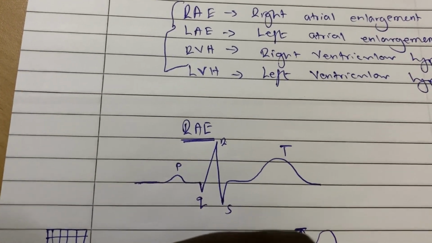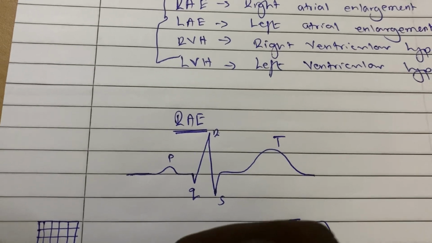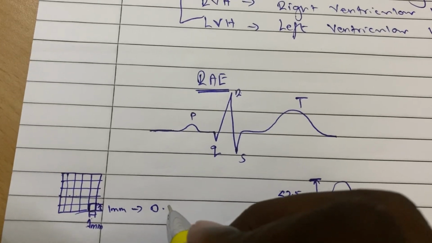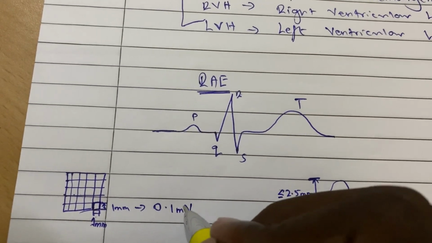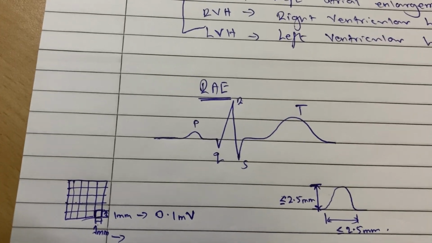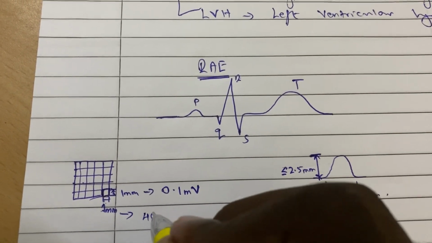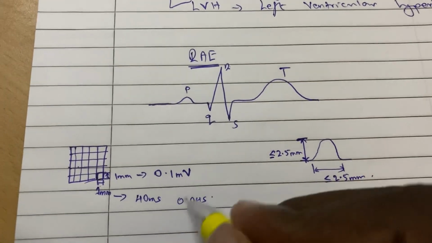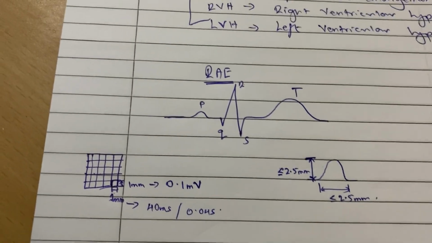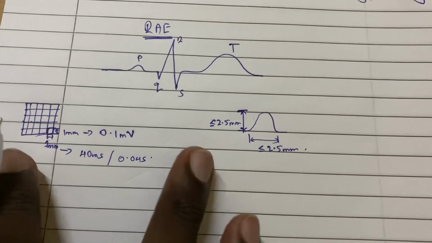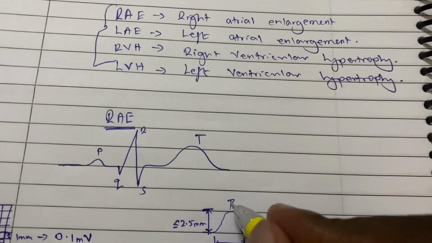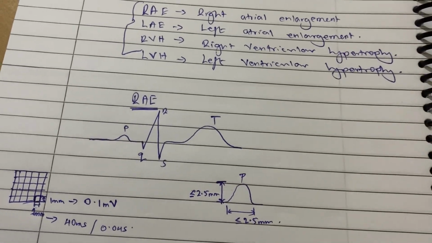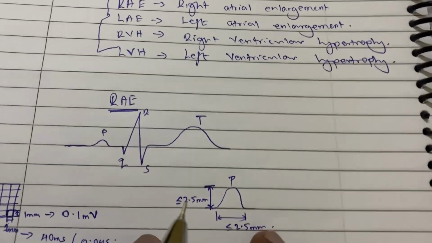And upwards also, it is 1 millimeter. This 1 millimeter upwards is equal to 0.1 millivolts. And then downwards, 1 millimeter is equal to 40 milliseconds or 0.04 seconds. This is what we said on the ECG, so this is the calibration. So the P wave should be of this shape morphologically, with these dimensions.